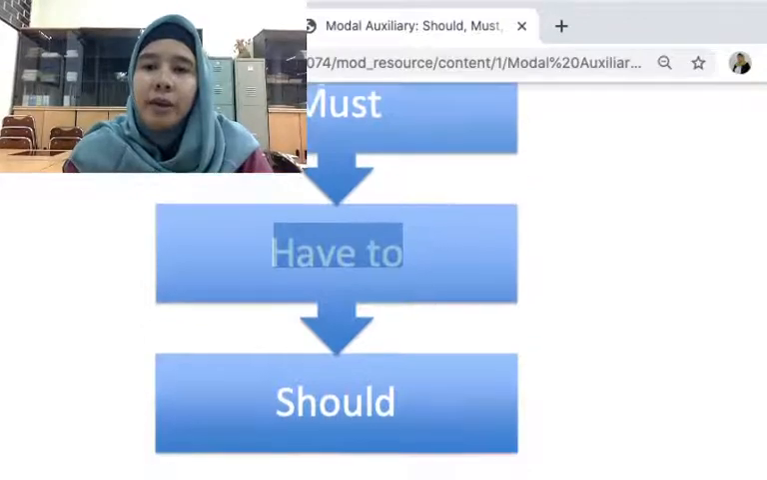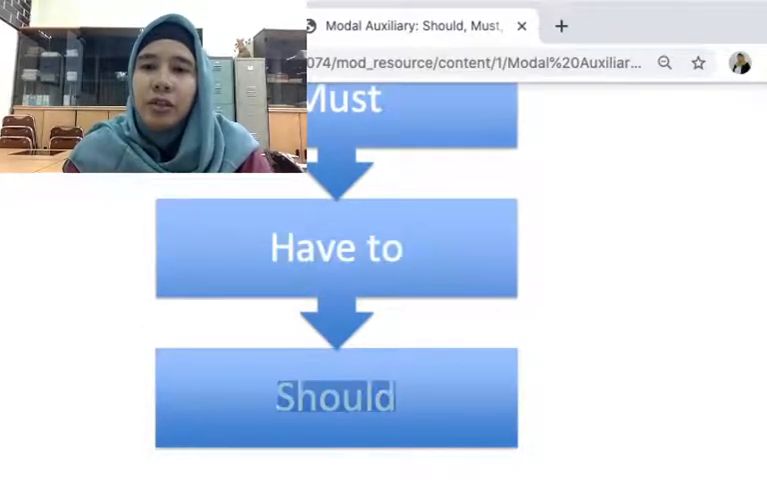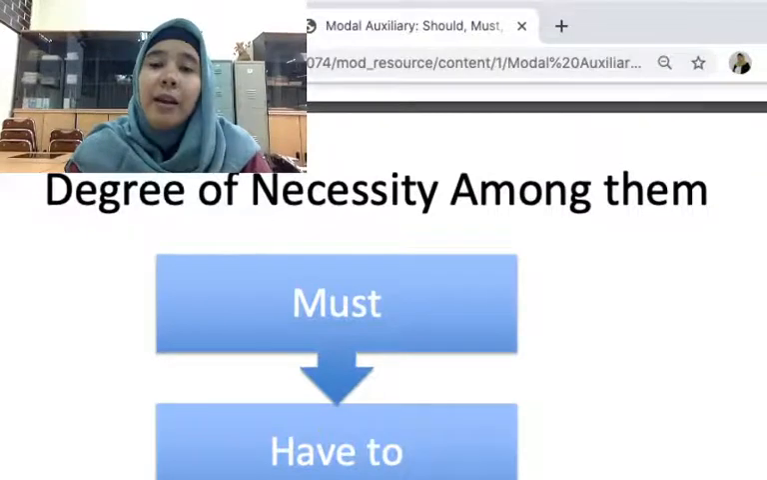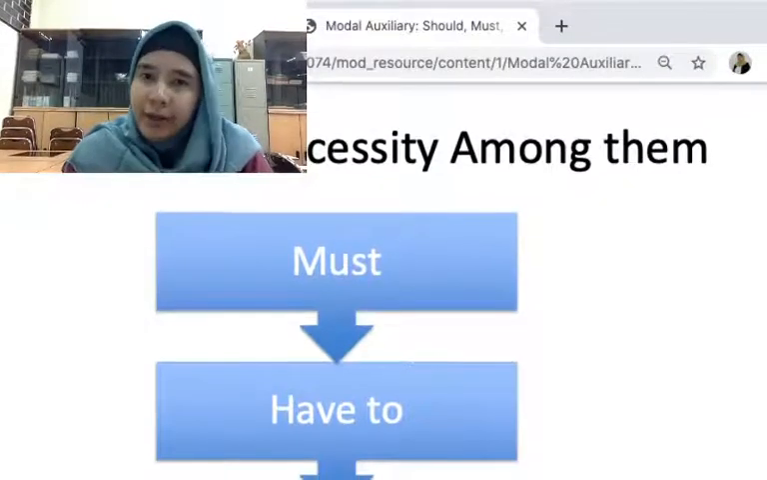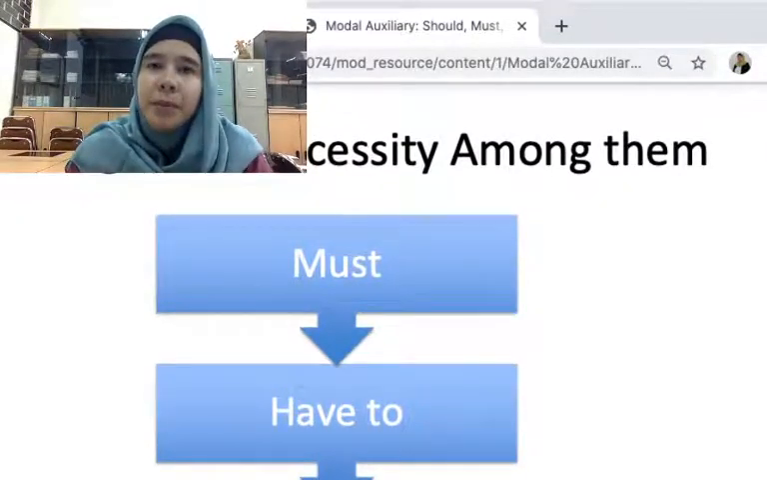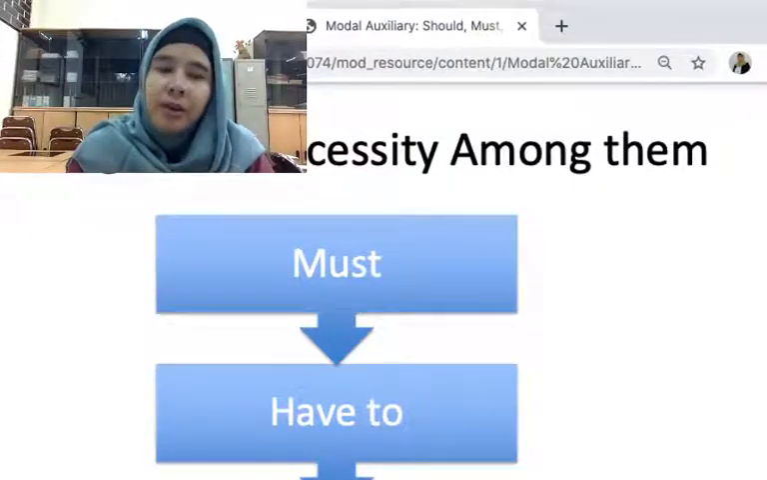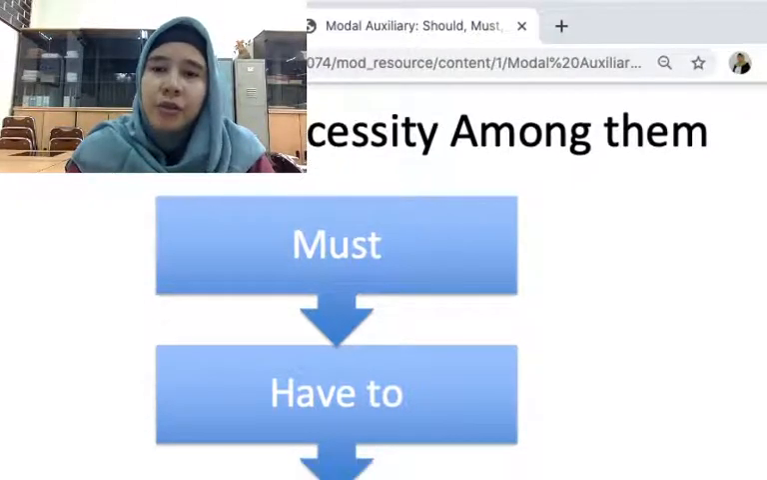And then the next one is should. So that is why should is usually used for advice or for expectation. Why? Because if that activity doesn't happen, it will be okay. Okay, but it will be much better if you can do it. So you have to use should.